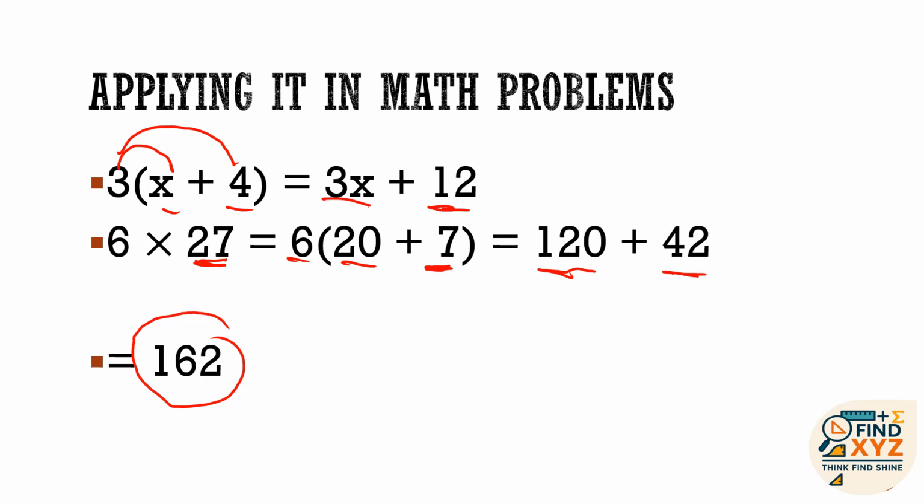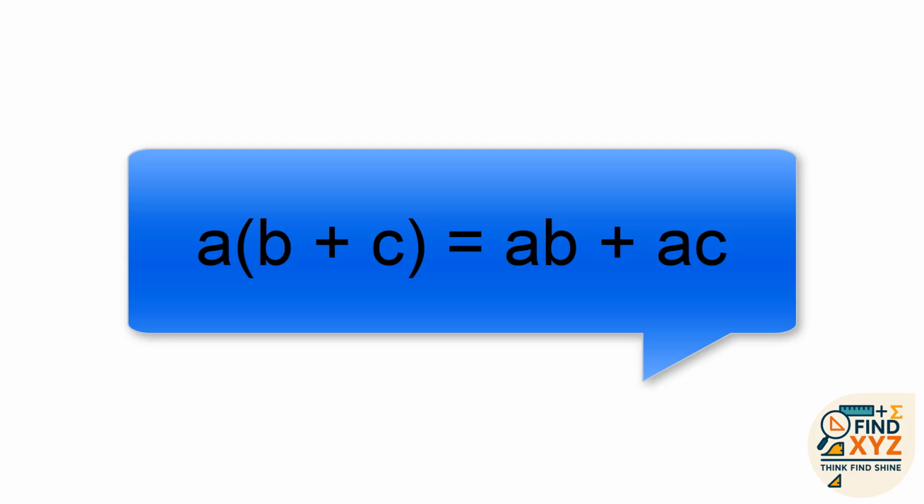Is that okay? This trick makes big numbers easier to handle, so make use of it. The distributive property is a shortcut for breaking down complex multiplication into simple steps. Whether you are solving algebra or calculating a price at the market, this property will save you a lot of time and effort. But remember, A multiplying B plus C is the same as A times B plus A times C.